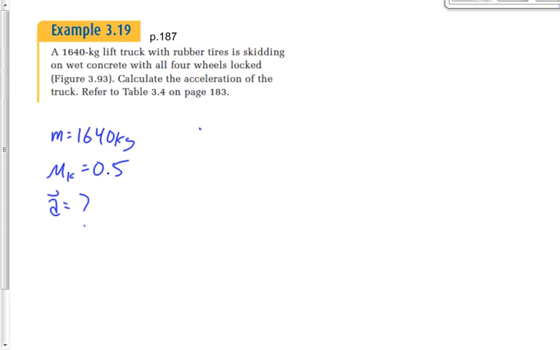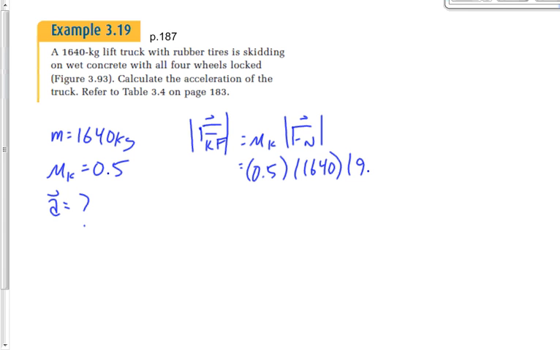Yeah, we get the mass. We're going to find something here. It's going to be the force, right? Force of friction. It's kinetic friction. The force of kinetic friction is mu times the normal force, which is 0.5 times 1640 times 9.81. Gives me 8044.2 newtons. That's my force of friction. And it's kinetic. It's moving, it's sliding, skidding.